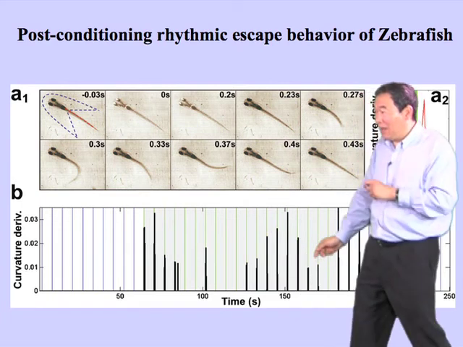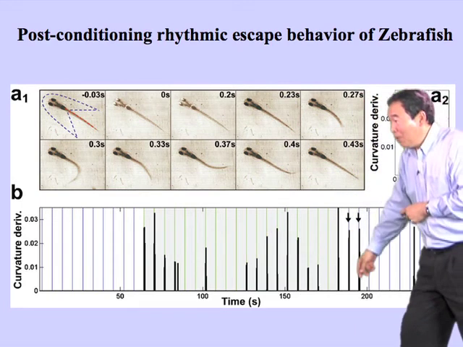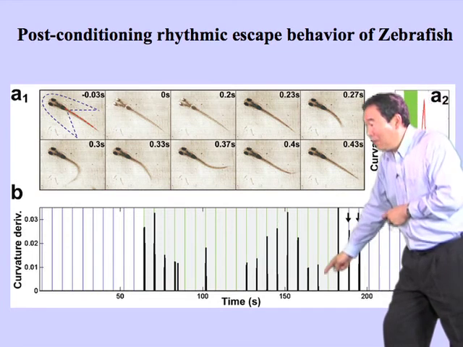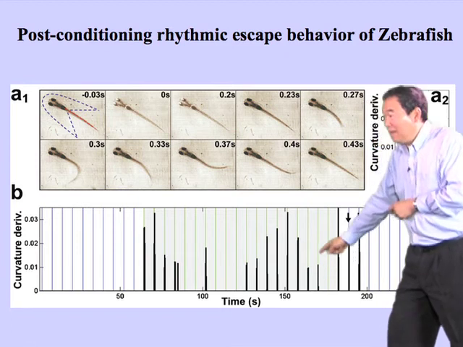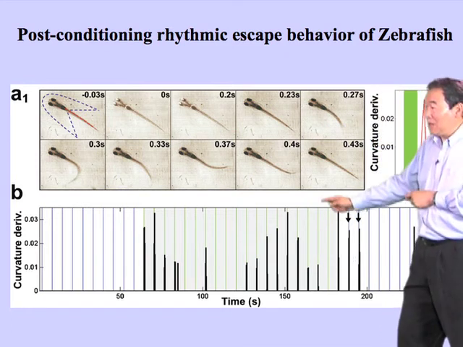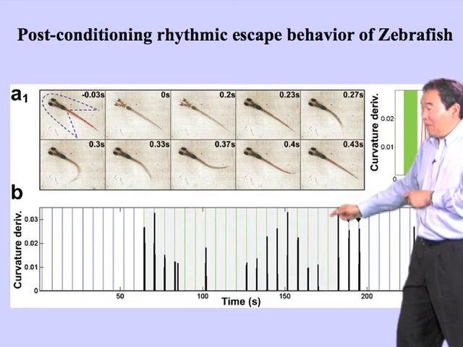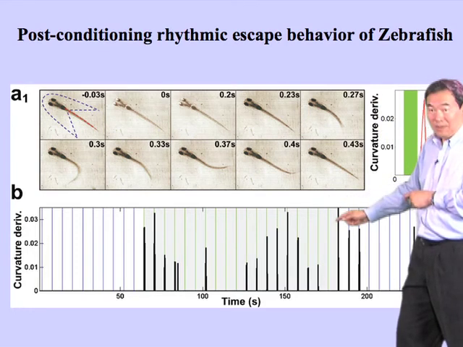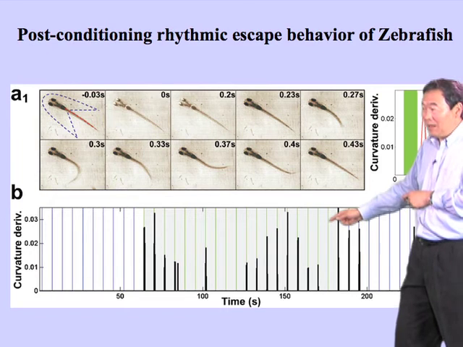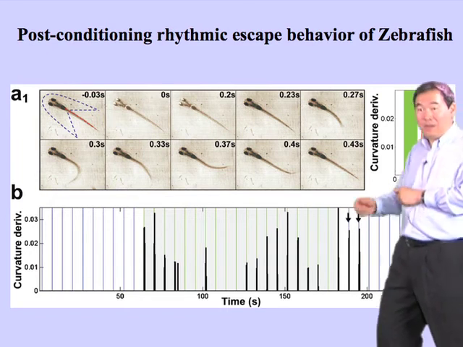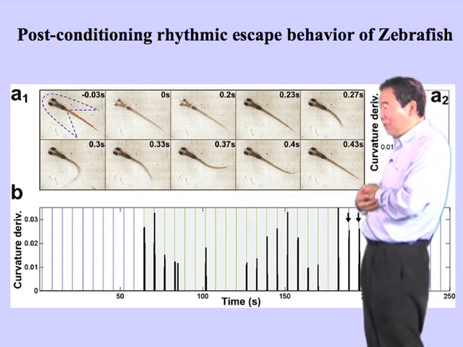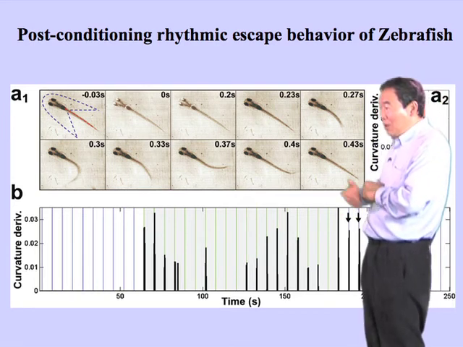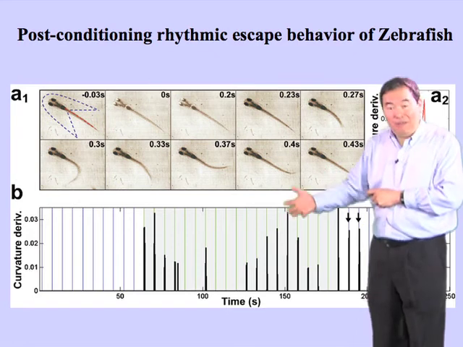Now the interesting experiment happens when you stop the flashes at this time. After the flash is terminated, this is the last flash, you find two more tail flips occurring right at 6-second intervals after the termination of the conditioning stimulus. So the fish remember, in behavior.